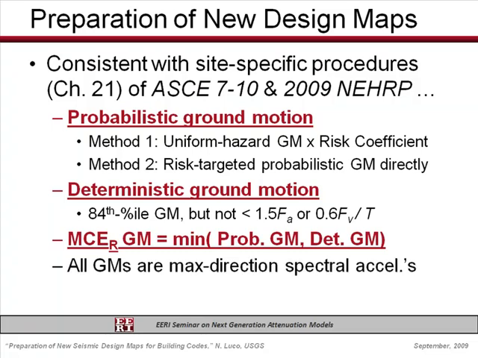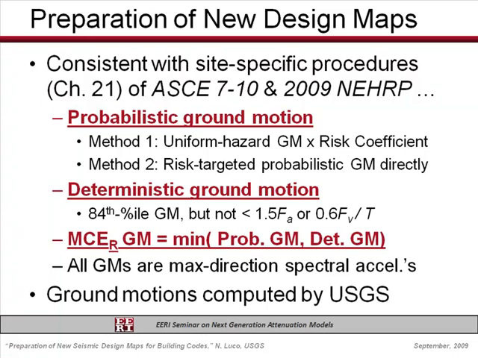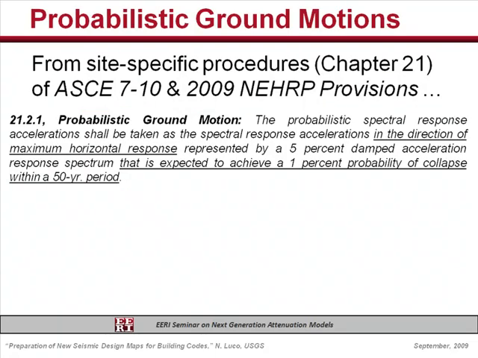I'll mention briefly here, but not much later, because Charlie went over a lot, that all of these ground motions are maximum direction spectral accelerations, not geometric mean spectral accelerations, again, in this preparation of new design maps and in the new site-specific procedures. And the ground motions that you see on these maps, USGS computes these values.